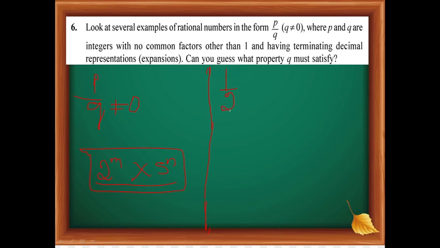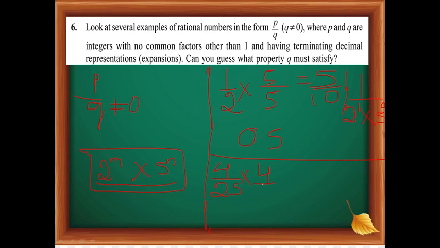1 by 2 is our first example. What we should do is multiply by 5 on top and bottom. We will get 5 by 10, so its decimal expansion is 0.5. 5 by 10 is nothing but 1 by 2 raised to 1 and 5 raised to 0. Okay, 2 raised to 1 and 5 raised to 0. Another example I will give you: 4 by 25.